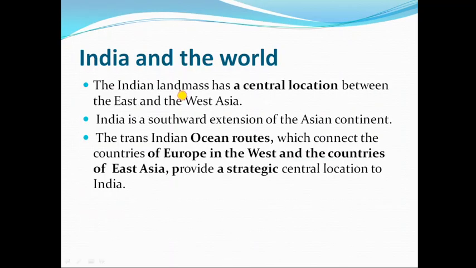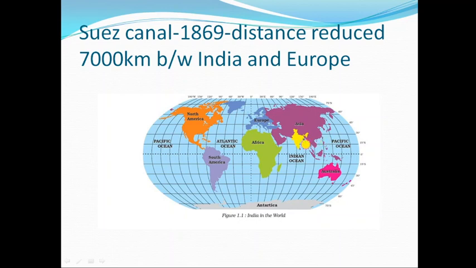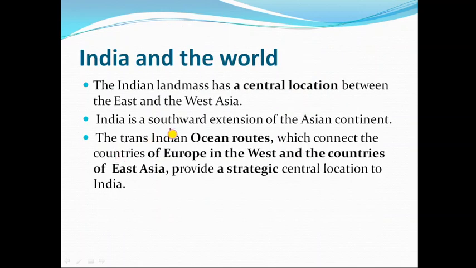Next is India and the world. So how did India establish contact with the rest of the world? India was connected with various countries through land routes and sea routes. The Indian landmass has a central location between East and West Asia, as you can see here. So here are East Asia and West Asia, and India is here, connected with land routes and sea routes.